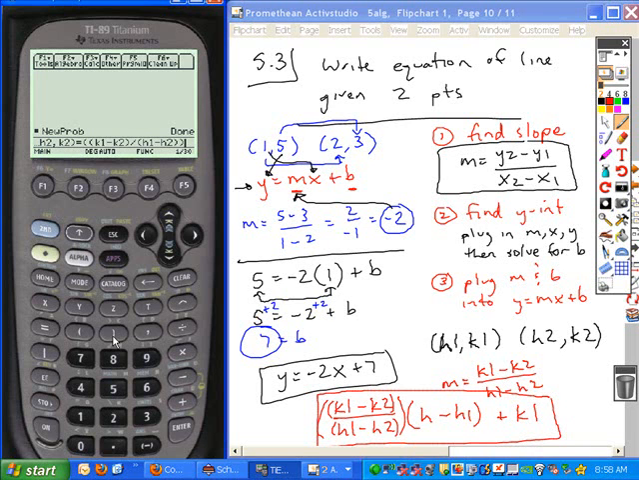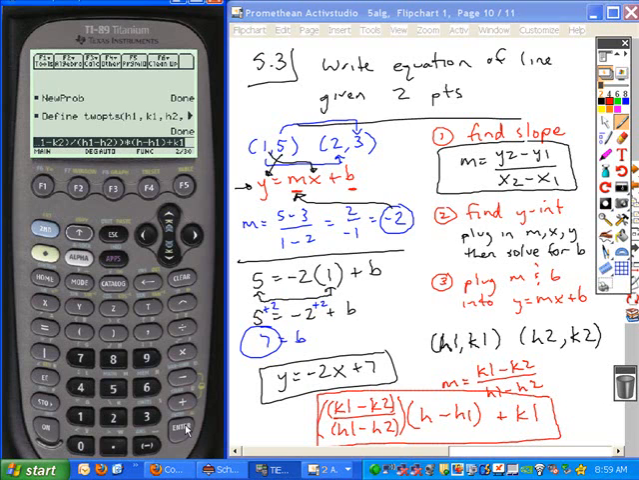So here's our slope. And then we're going to multiply this by H minus H1. Remember, H in this equation is representing our X values. And then at the very end, we're going to add our K1 value. Once you do that, you can hit Enter, and it should say Done.